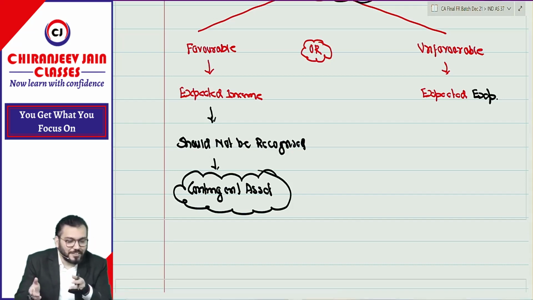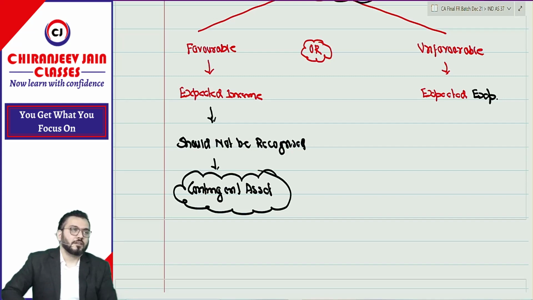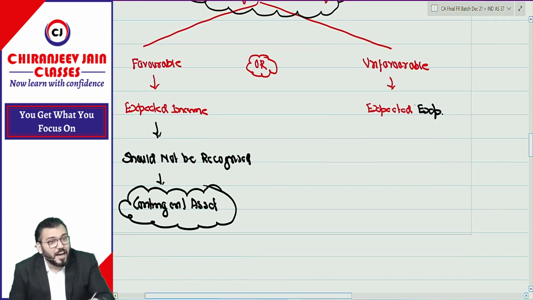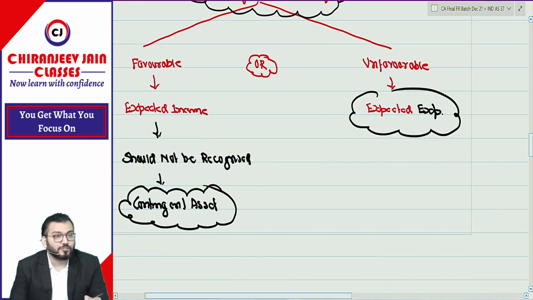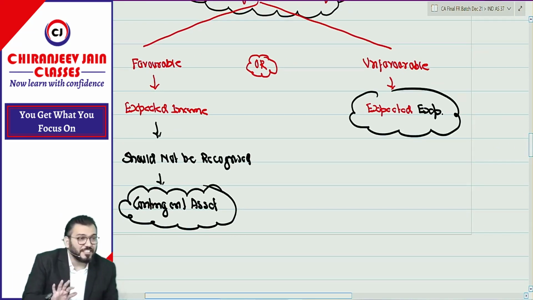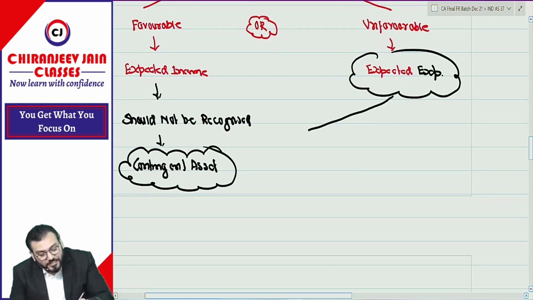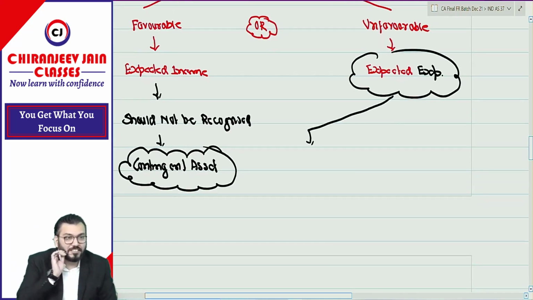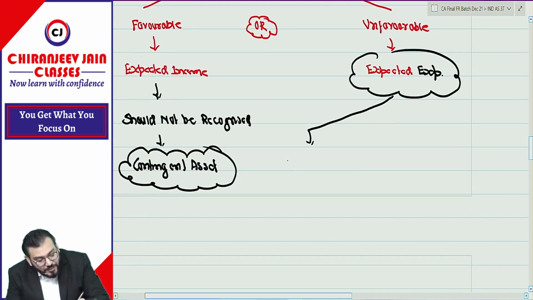That is all you have done. Right now I am teaching you AS 29. I am not teaching you Ind AS 37. Till now I have not entered into CA Final. Understood? And if there is an unfavorable situation, an expected expense, then can I say we should fulfill some conditions? The condition is that it should be probable.